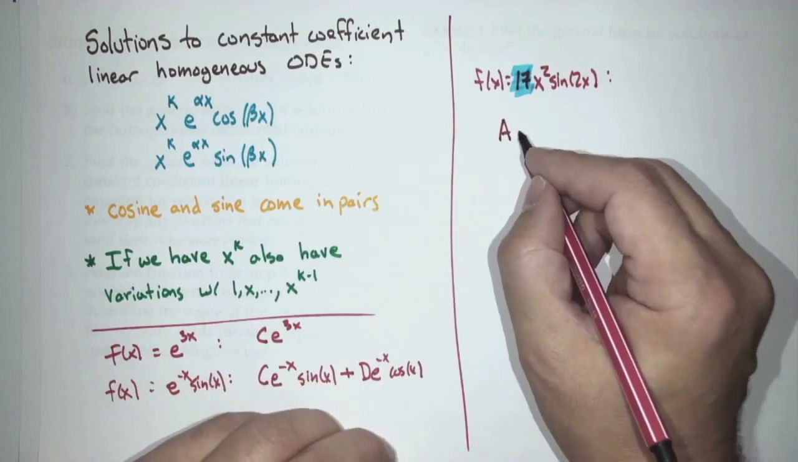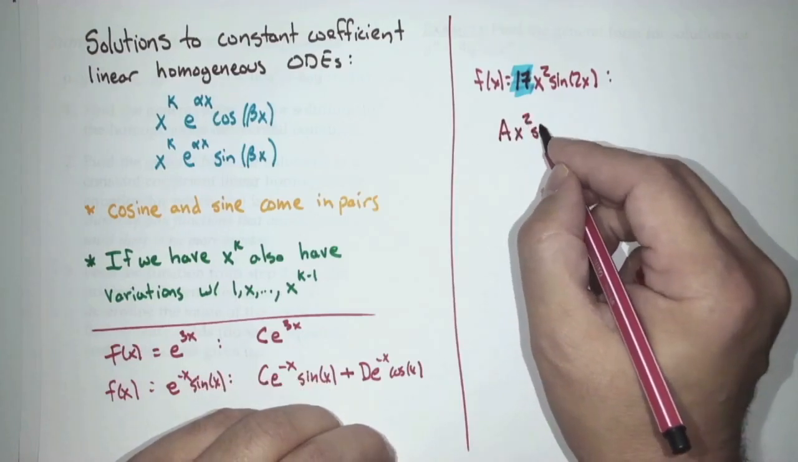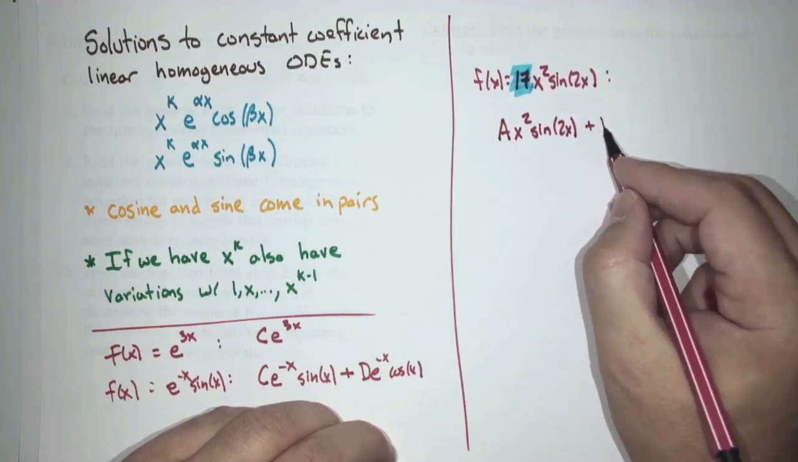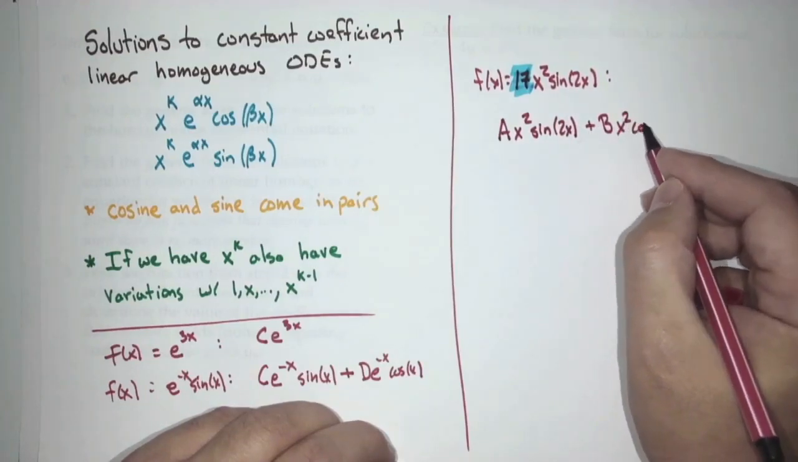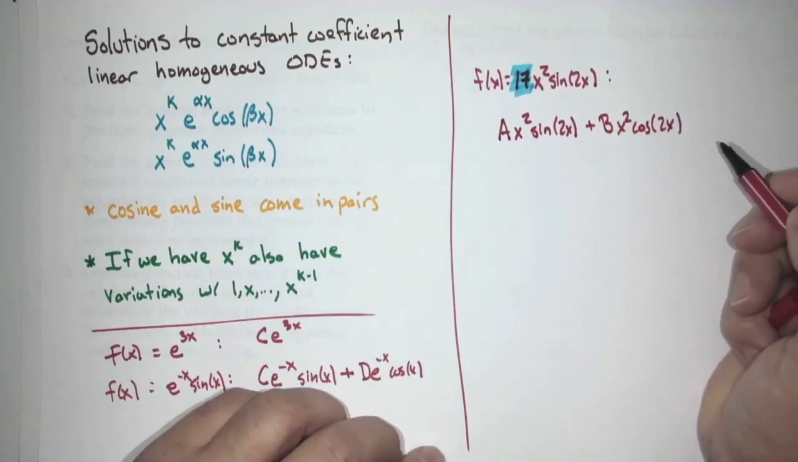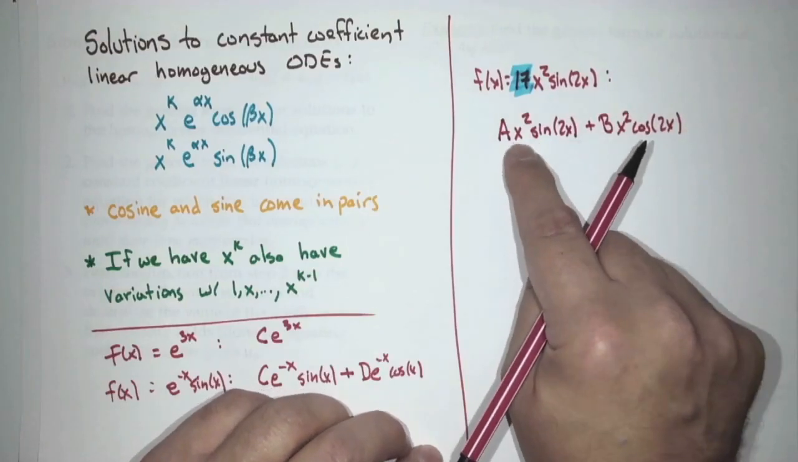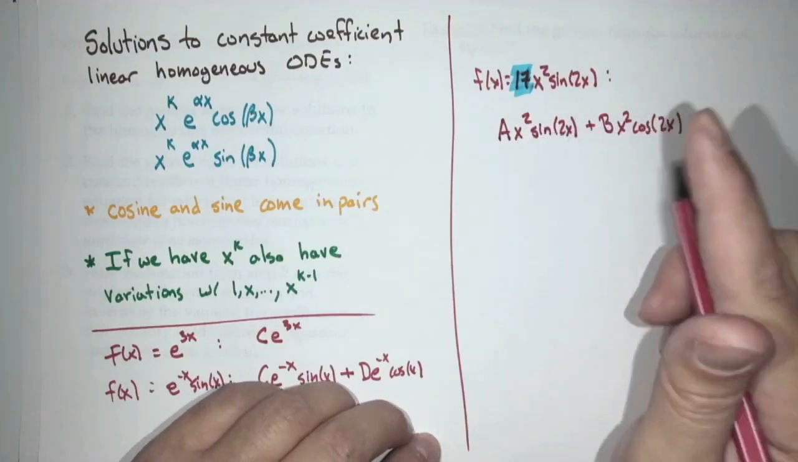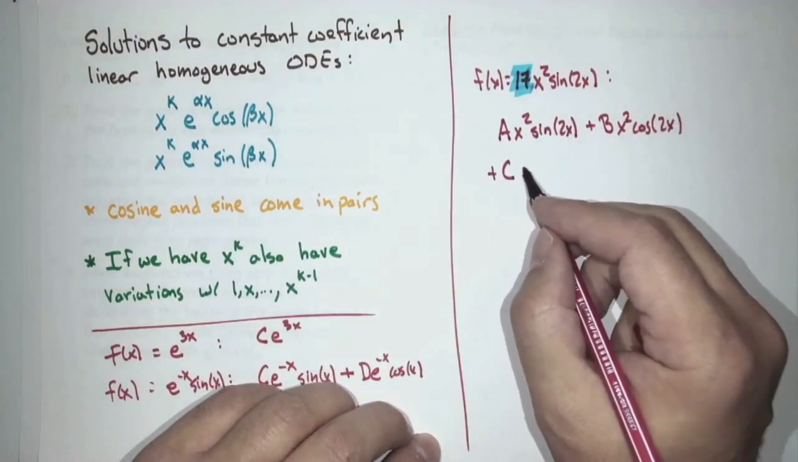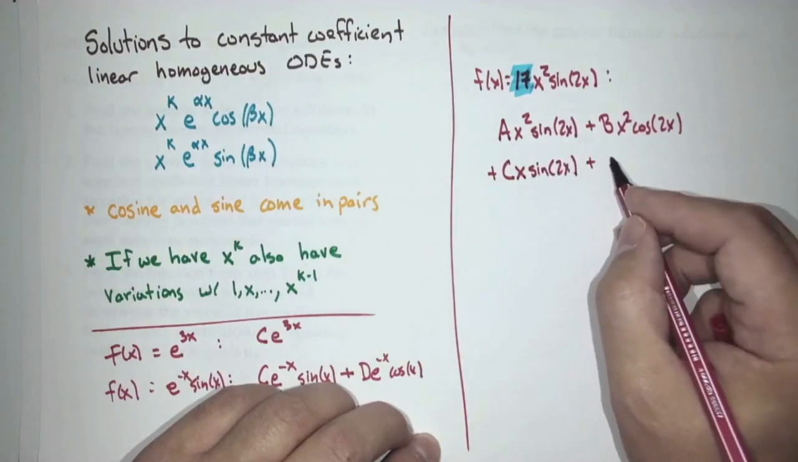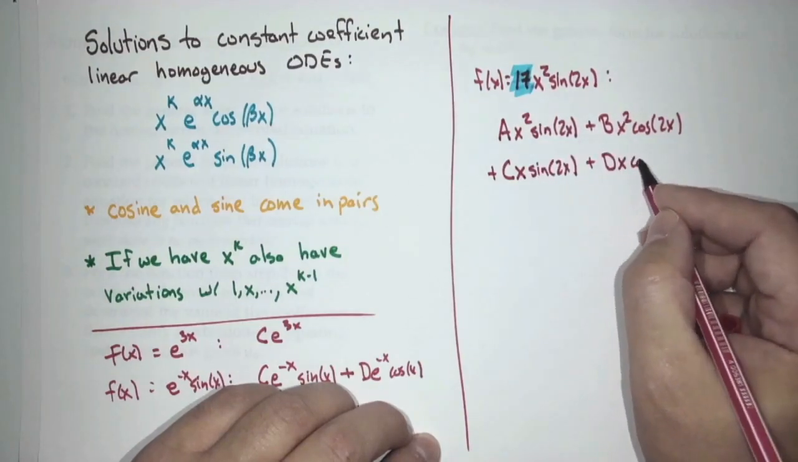So we'll start with A. Well, what else do we need to have? The cosine pair. What else do we have to have? Because notice we have x squared. So what do we need to do? We have to have an x. x sine of 2x. What else? D, x cosine 2x. What else?